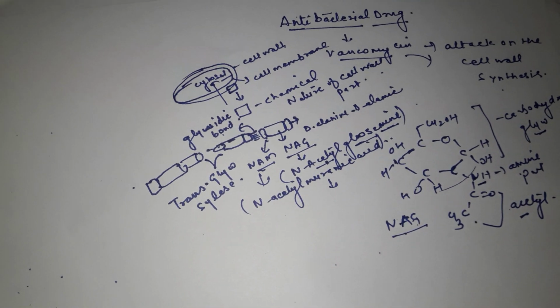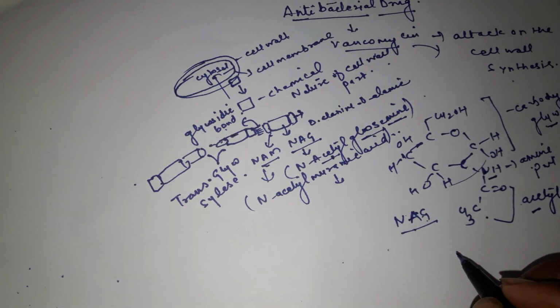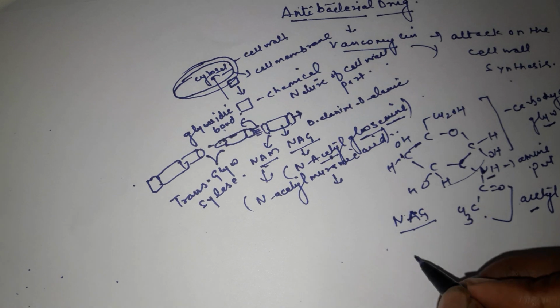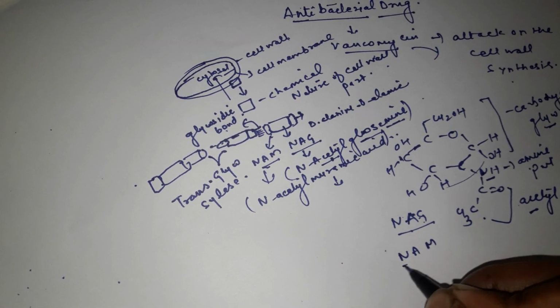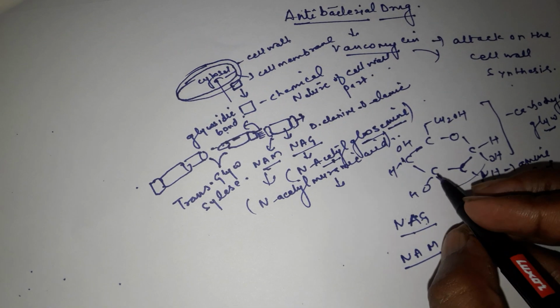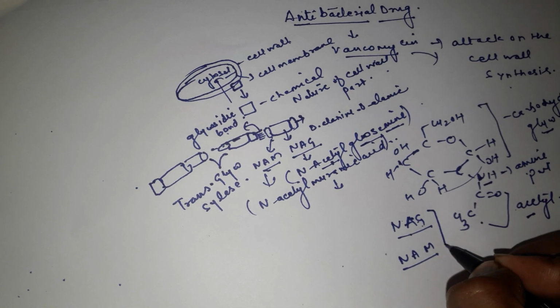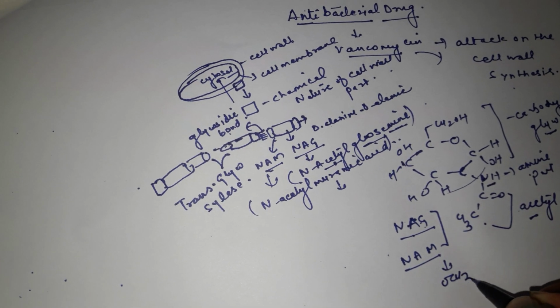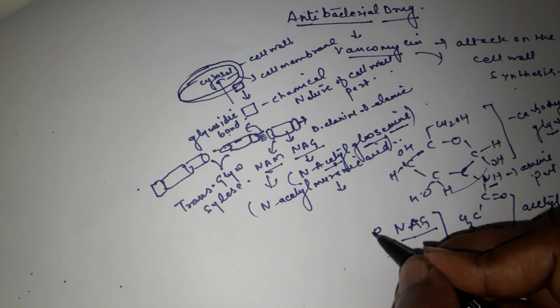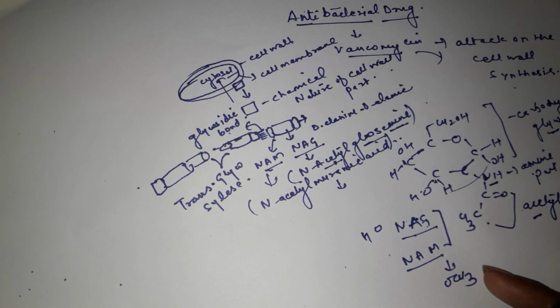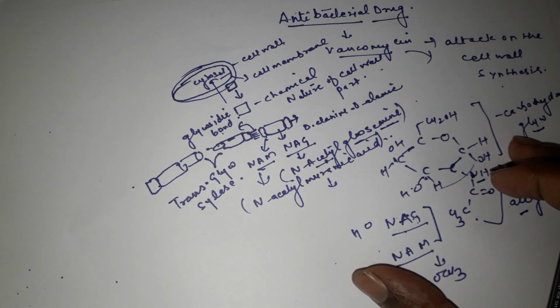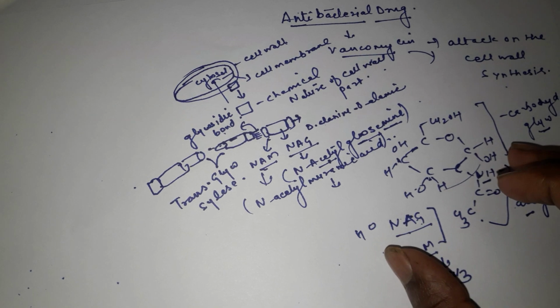Similarly, the other structure is N-acetyl muramic acid. The difference between these two is only that an OCH3 is present here and an OH is present in this position. So this is the chemical nature, meaning the structure and names of NAG and NAM.